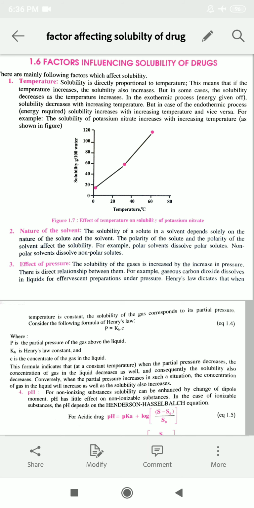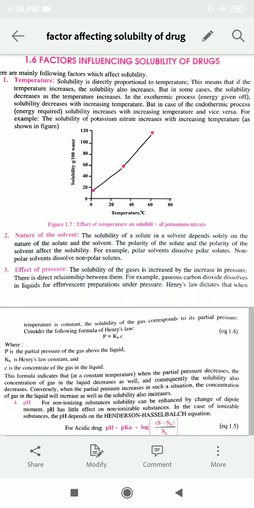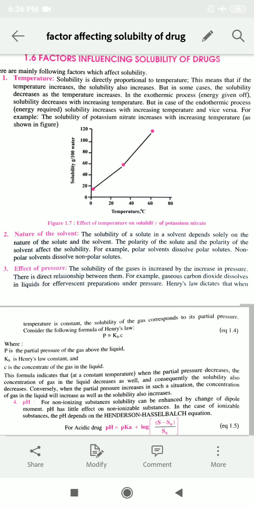Next factor is the nature of solvent. The solubility of a solute depends on the nature of the solvent, its polarity. If the solvent is polar, it dissolves polar solute. If the solvent is non-polar, it dissolves non-polar solute. Polar means hydrogen bonding capacity. If the solvent is polar, it has more hydrogen bonding capacity to bond with the solute. So the nature of the solvent, whether polar or non-polar, determines the solubility.